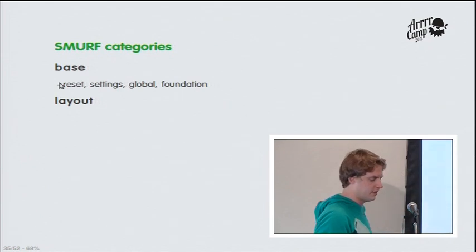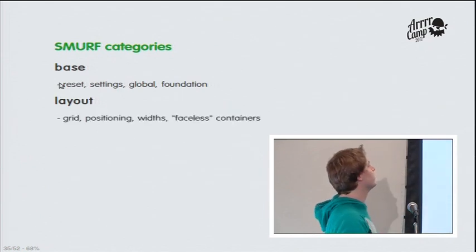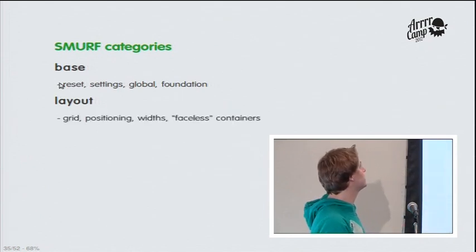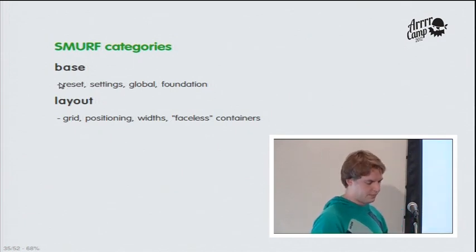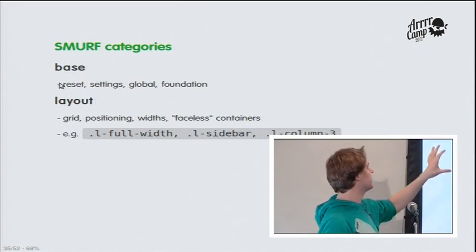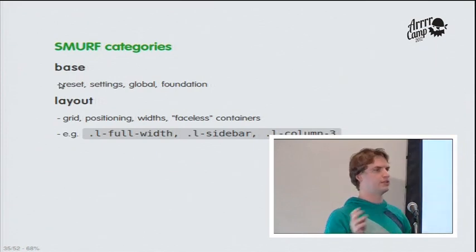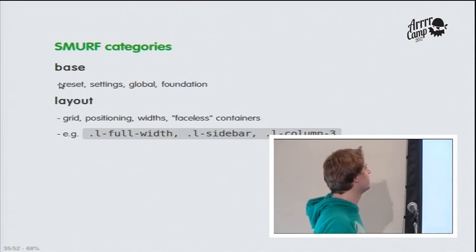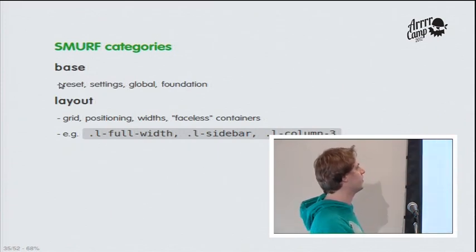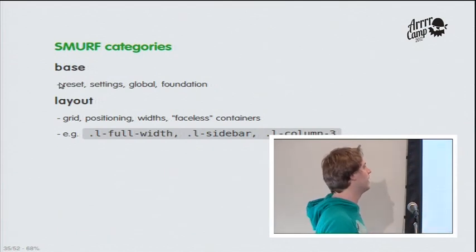Then above that we have the layout category, where we worry about grid, positioning, widths, and we specify faceless containers. So in that category, you shouldn't start doing borders and backgrounds and stuff like that. But it would be things like a full width container or a sidebar container or a column container in a 3-column layout or so.